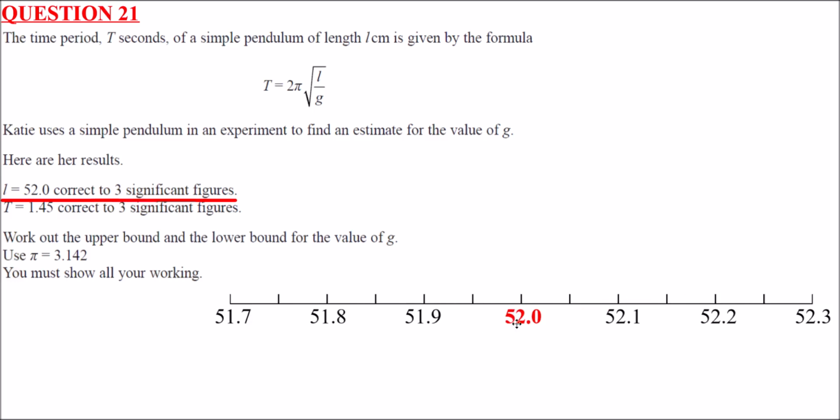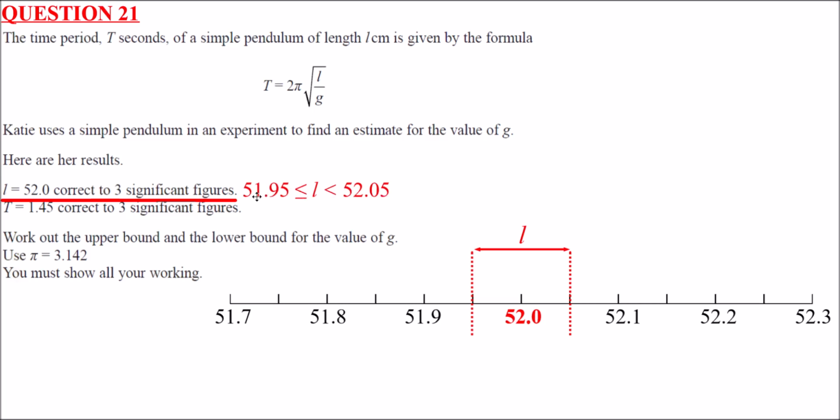Before it was rounded, the value must have been closer to 52.0 than it was to 51.9 or 52.1. So it must have been on this side of this halfway line and to the left-hand side of this point here. Clearly, L must have been in between these two boundaries before it was rounded. So we split the difference between 51.9 and 52.0. This lower boundary must be 51.95, and in the same way, the upper bound is 52.05. So this is the error interval for L.